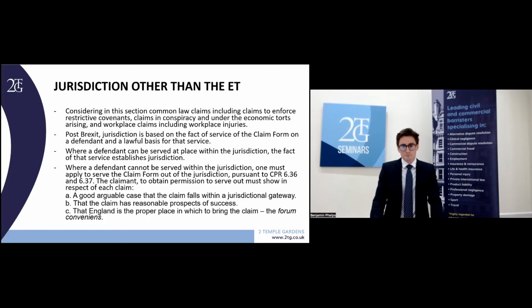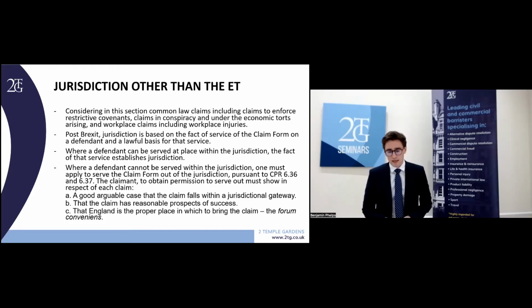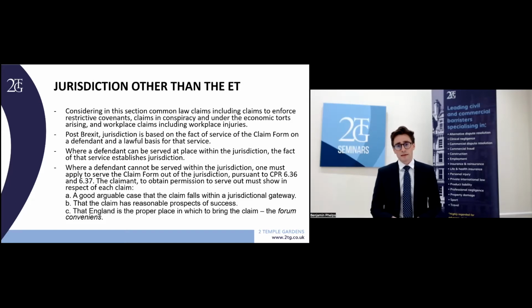Factor B is referred to as the merits threshold and is based on the long-standing notion that we will not call the defendant to the jurisdiction to answer a hopeless claim. Factor C is an evaluative exercise carried out by the judge to weigh the connection of the forum and the practicality of the trial proceeding here to ascertain whether or not England is indeed the proper place in which to bring the claim or whether there is actually some other more appropriate jurisdiction.